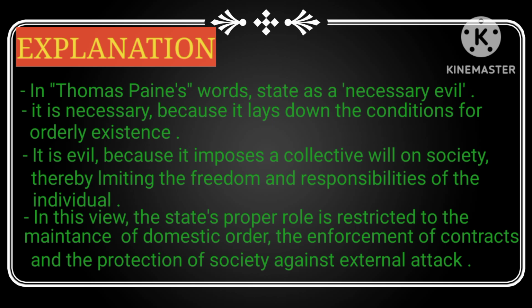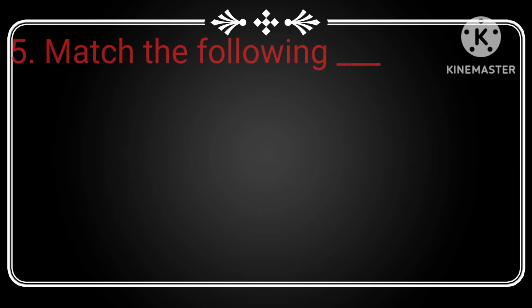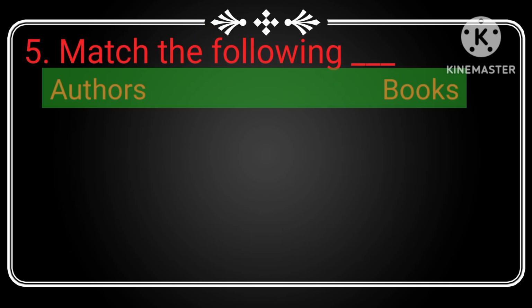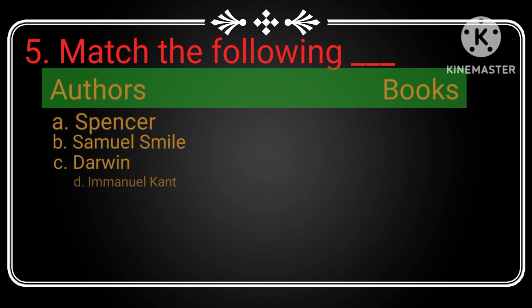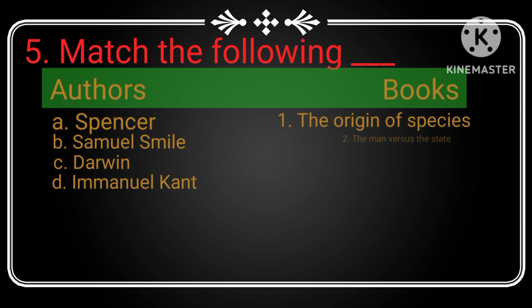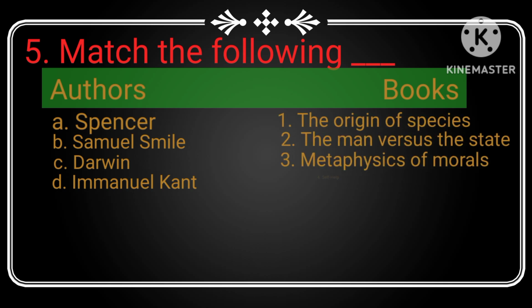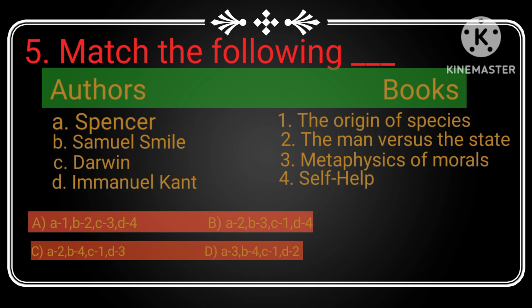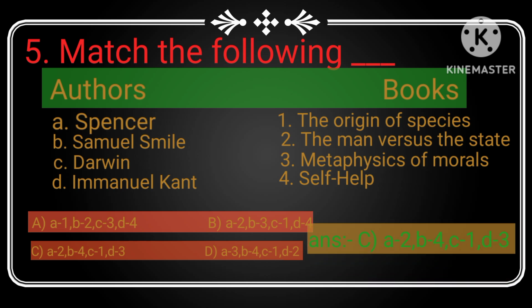Okay. So, next question number 5. One side authors and another side books. So authors are Spencer, Samuel Smiles, Darwin and Immanuel Kant, and books are The Origin of Species, Man versus the State, Metaphysics of Morals and Self-Help. So there are 4 options for you, and the correct answer is option number C.